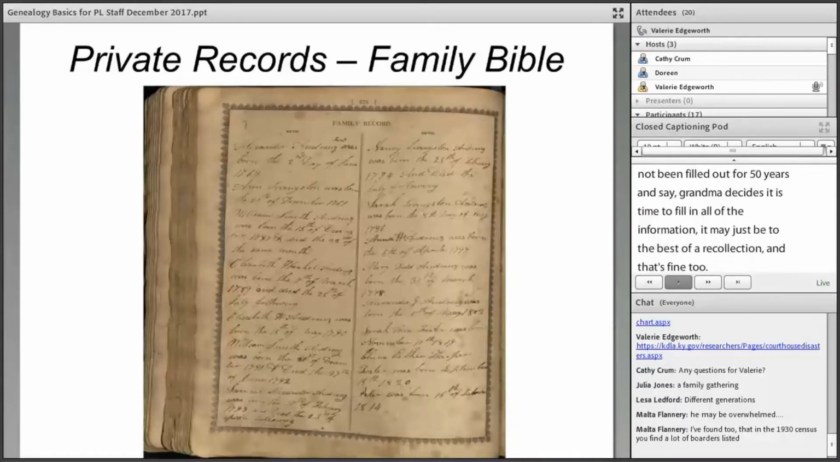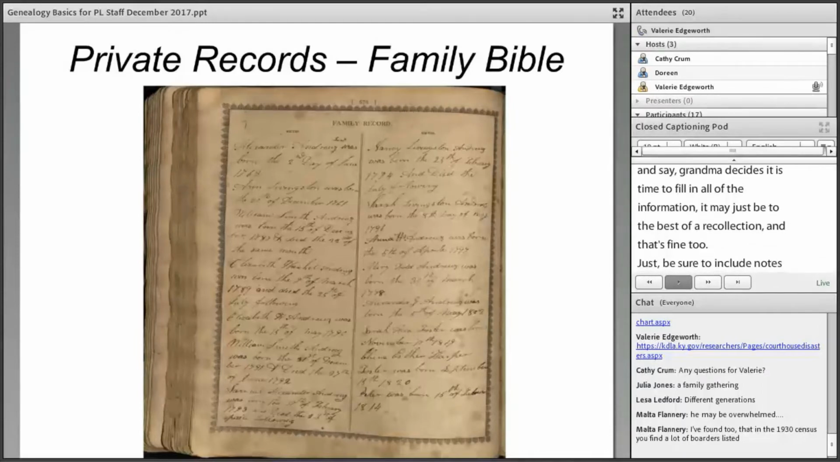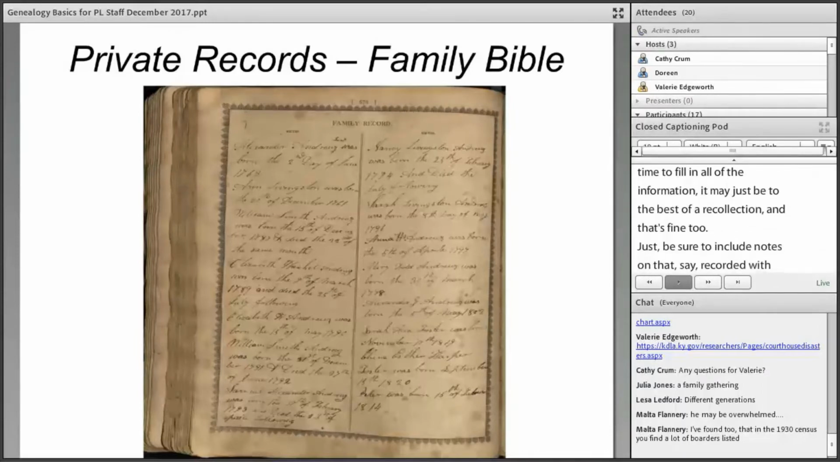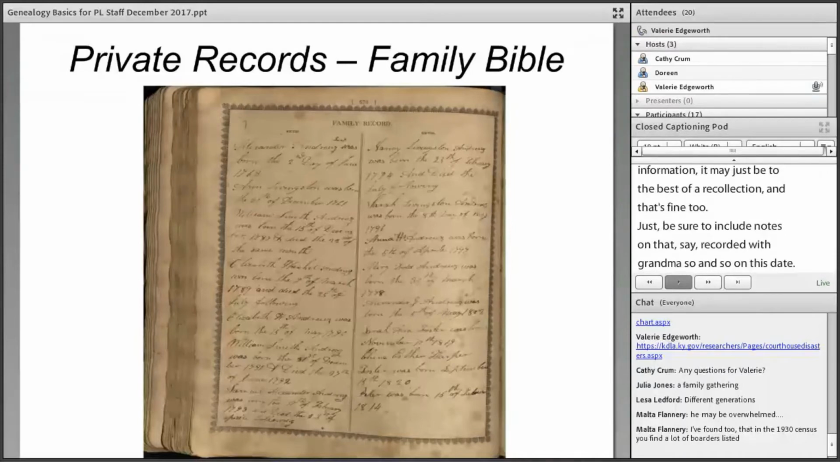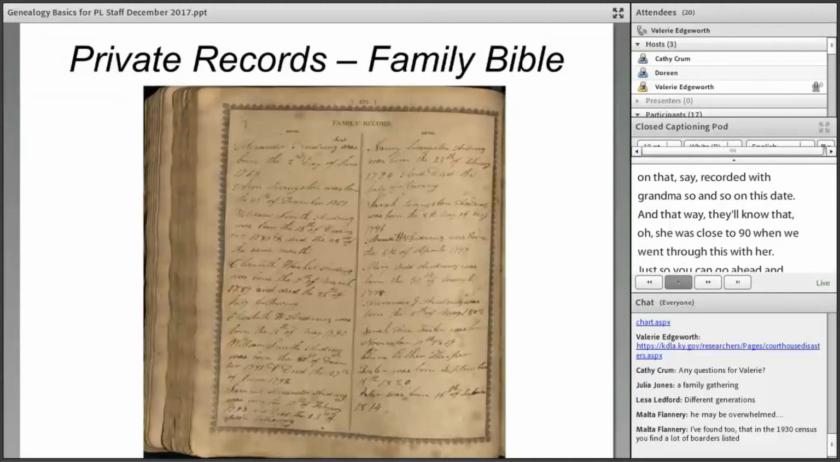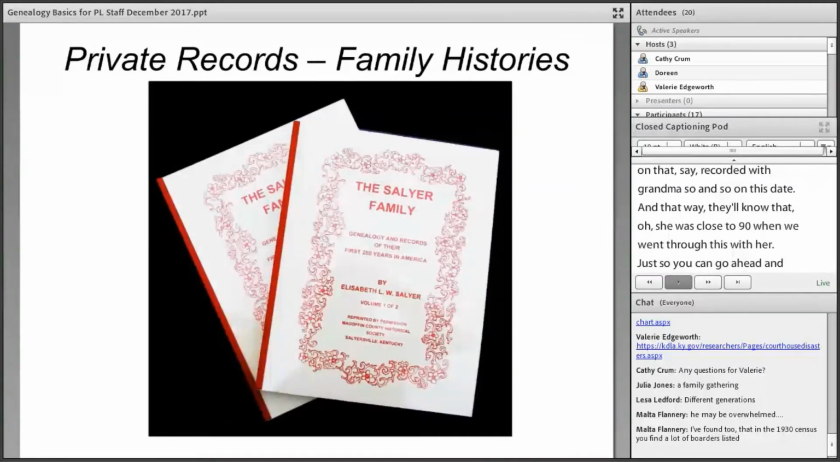Just be sure to include notes on that, say recorded with Grandma so-and-so on this date, and that way they'll know that she was close to 90 when we went through this with her, just so you can go ahead and verify that that information is correct by using public sources.